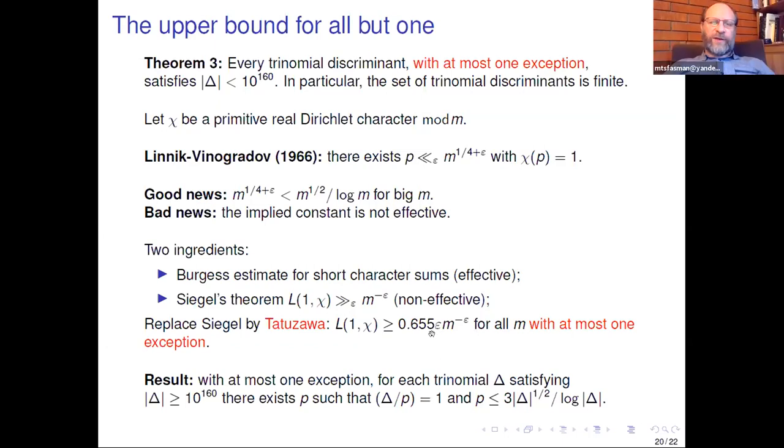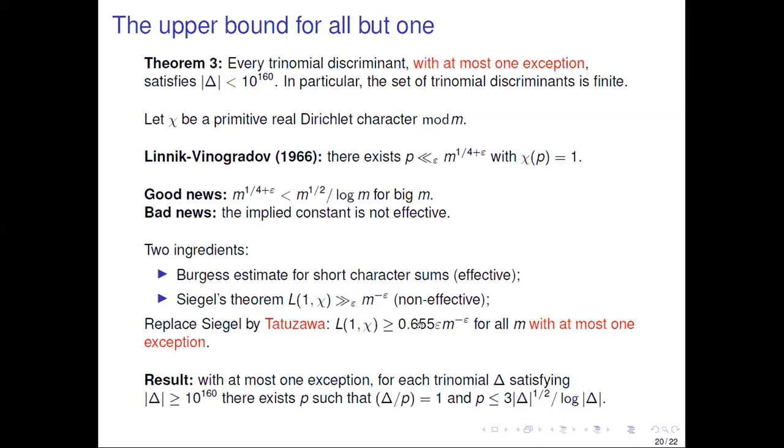And why at most one? This is how the proof works. Look at Tatuzawa's article, and you will see that he assumes that there are two, and he obtains a contradiction. He assumes that we have two guys where this is not true, and then by making some analytic number theory.